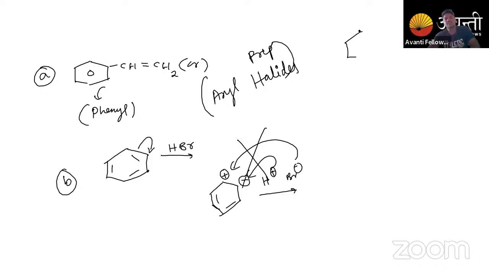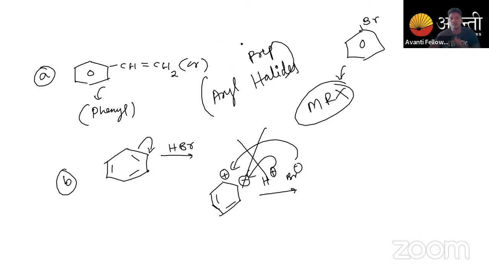To prepare bromobenzene, let's suppose, you will undergo another mechanism. That mechanism we are going to study. But the Markovnikov rule will not be valid in the case of aryl compounds, especially benzene compounds. I hope you understand. We'll study this in the preparation of aryl halides. It will not be possible. Clear?